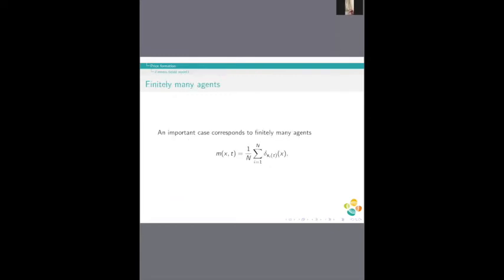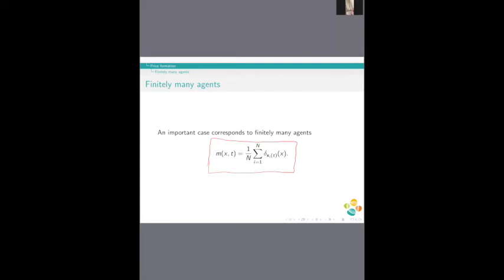So before we go through the general theory, which I'll address in the end if I have time, I want you to go through a bunch of examples, because I don't think everyone is familiar with mean field games, and an important example is finitely many agents. And let me describe the solution. I'm not going to prove anything, but I'll describe the solution.